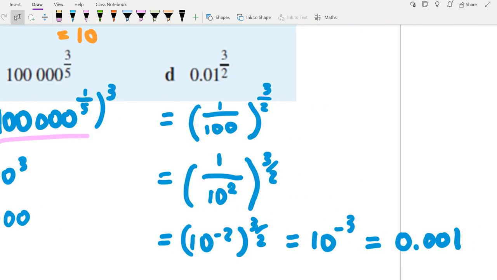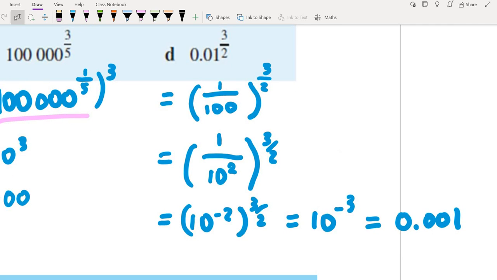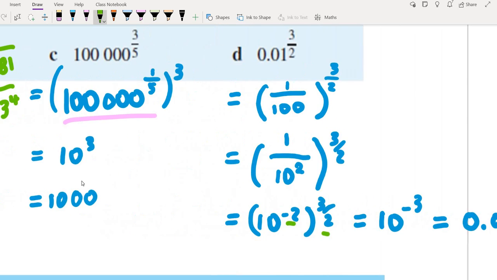Over here, we turn this small number into a fraction, 1 over 100. And 1 over 100 is the same as saying 1 over 10 squared. So 1 over 10 squared is the same as saying 10 to the power of negative 2. And then you can multiply these two together at the end and end up with 10 to the power of negative 3. And then you end up with your answer there.